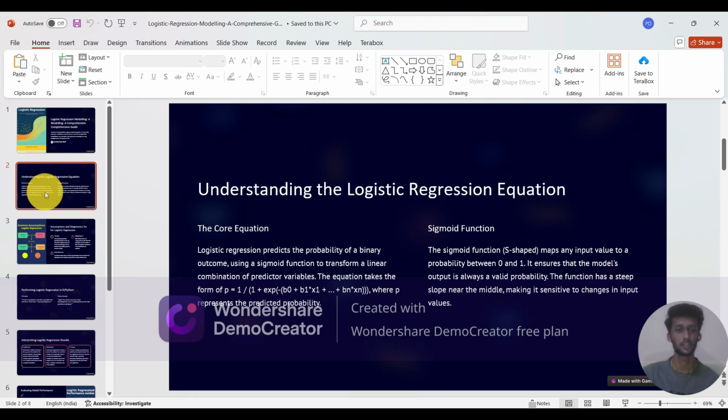predicted probability. Sigmoid function. The sigmoid function, S-shaped, maps any input value to a probability between 0 and 1. It ensures that the model's output is always a valid probability. The function has a steep slope near the middle, making it sensitive to changes in input values.